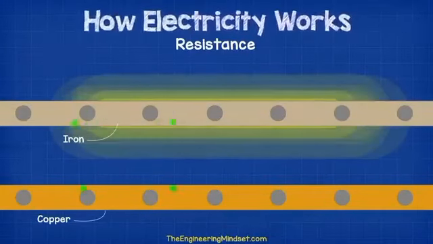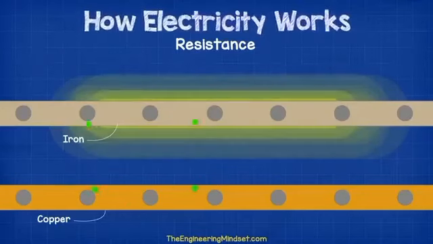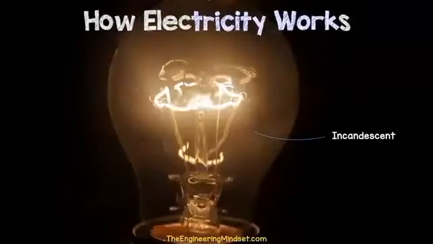Copper has a very low collision rate, but other materials such as iron will have much more collisions. When collisions occur, the atoms generate heat, and at a certain temperature the material will then start to produce light as well as heat, which is how the incandescent lamps work.